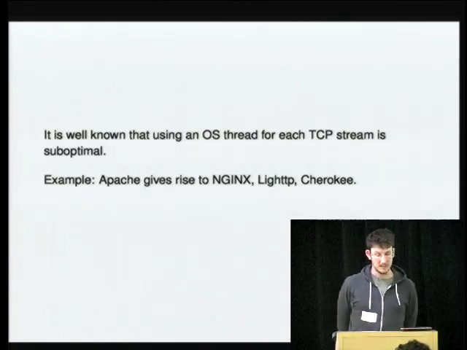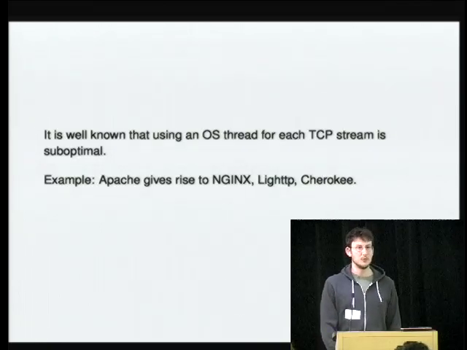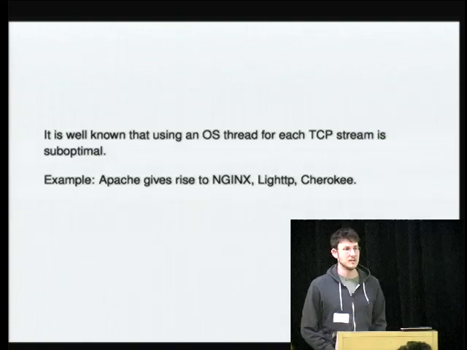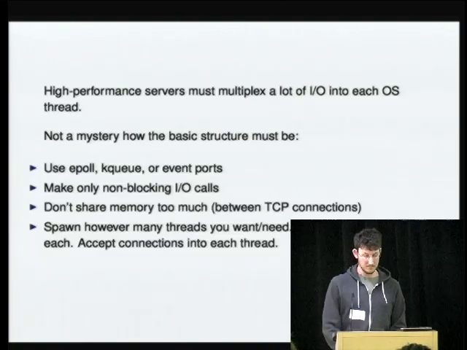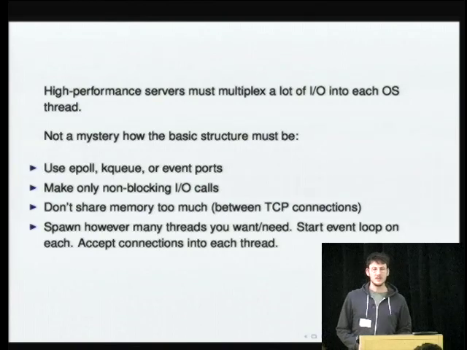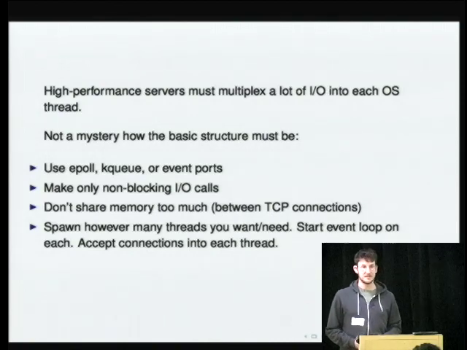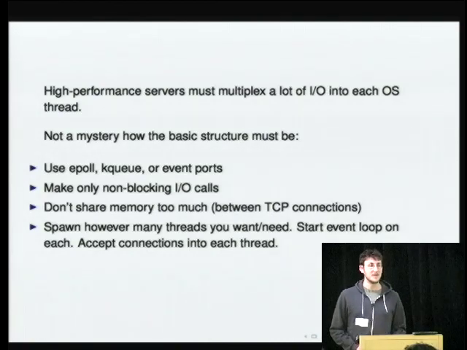And that's why you have projects like Nginx and Light HTTP and Cherokee that are event loop web servers, versus Apache that uses threads. So in order to get beyond this limitation, you somehow need to multiplex a lot of I/O into each OS thread. This is how you achieve these really high-performance servers. And it's really not a mystery how this is done. You use some I/O multiplexer, like epoll or kqueue. You do non-blocking I/O calls.